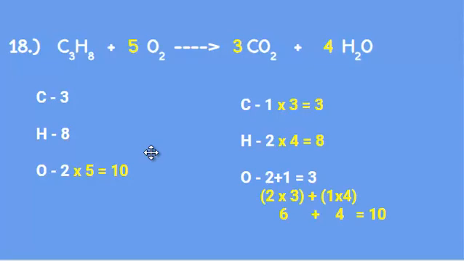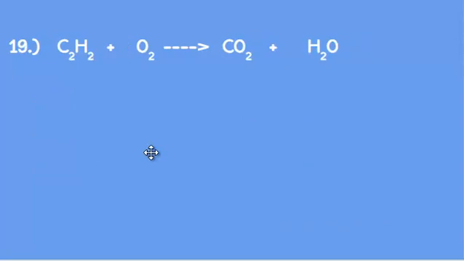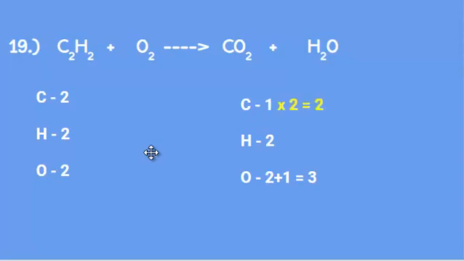What about the other combustion? Number 19. Well, let's check it out. Let's make our choo-choo list. You should have gotten 2, 2, 2, and 1, 2, 2 plus 1 equals 3. Again, we're going to save oxygen for last. Let's start with carbon. Multiply by 2 on the product side. Put that 2 in front of CO2.